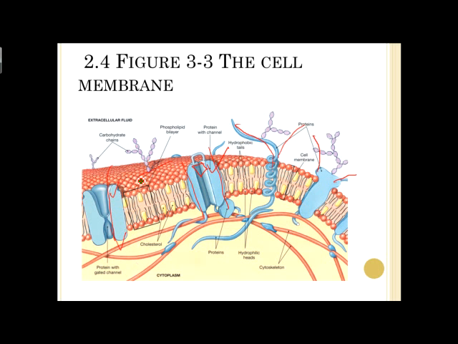All of these little red dots are the heads, and all of these little tails are the actual lipids. So you have a phosphate head with a lipid tail. The phosphate head is water loving, the lipid tail is water hating, or hydrophilic and hydrophobic.